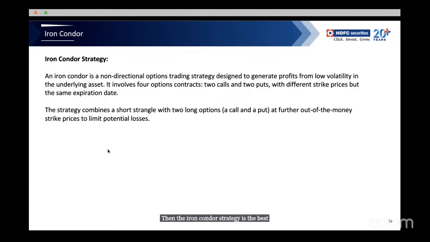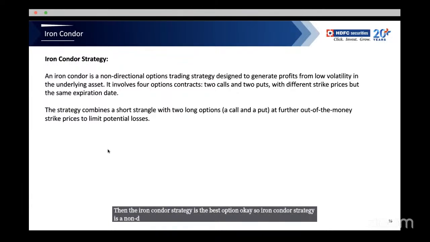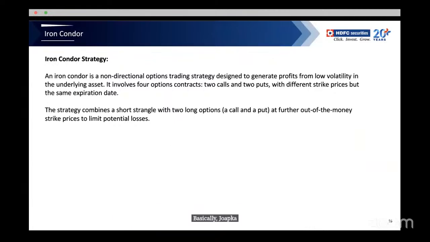Okay, so the iron condor strategy is a non-directional option strategy designed to generate profit from low volatility in the underlying asset. Basically, we have to make your short strangle a limited risk strategy. When we make our short strangle a limited risk strategy, then the iron condor is made. Okay, I'll show you how.